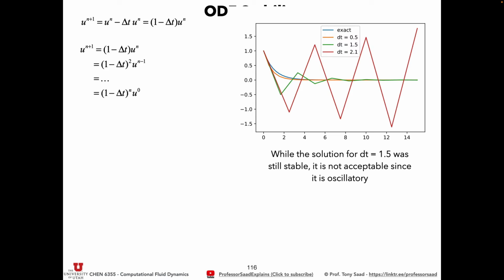If that number is negative, then it's going to oscillate if n is odd or even. Right? That's why you see that oscillation. So although if delta t is less than 2, it's stable because it is going to be less than 1, right? But it's going to oscillate.